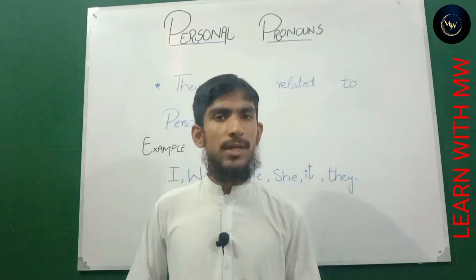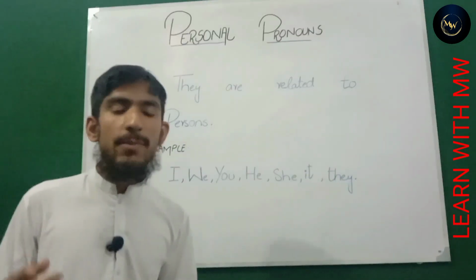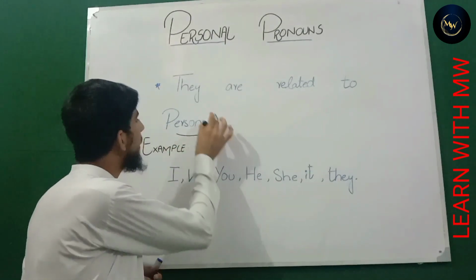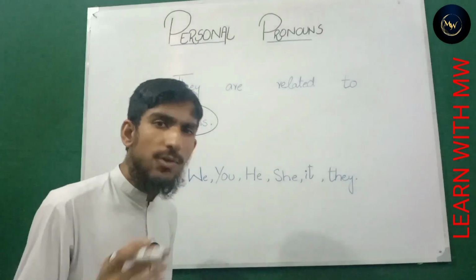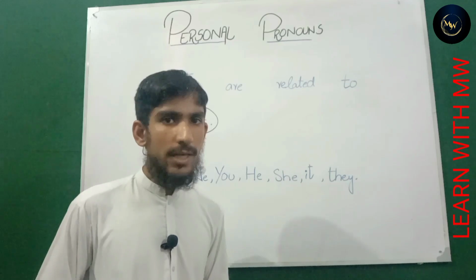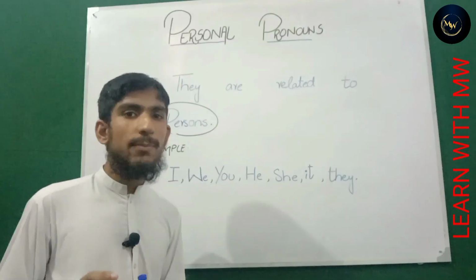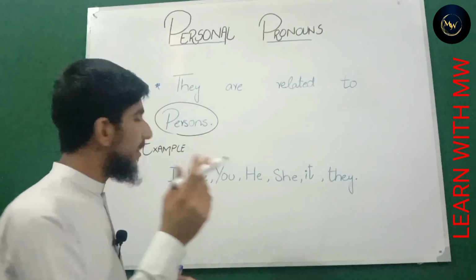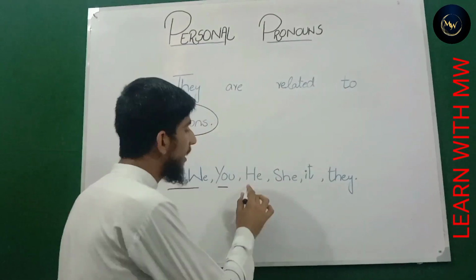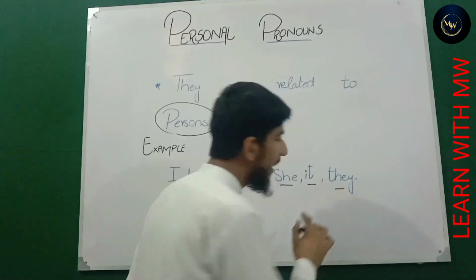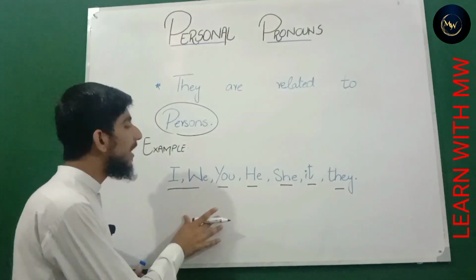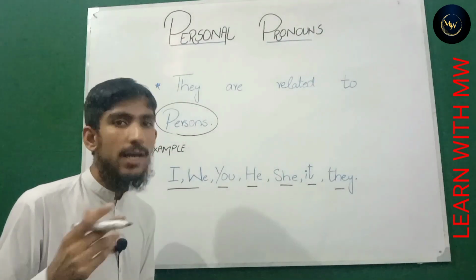What is a personal pronoun? Remember that personal pronouns, as the name indicates, are basically related to persons. We have learned that pronouns are used instead of nouns. So personal pronouns are those which are related to persons. For example, I, we, you, he, she, it, they are all personal pronouns. Why are they called personal pronouns? Because they are related to a person or they are used instead of a person.